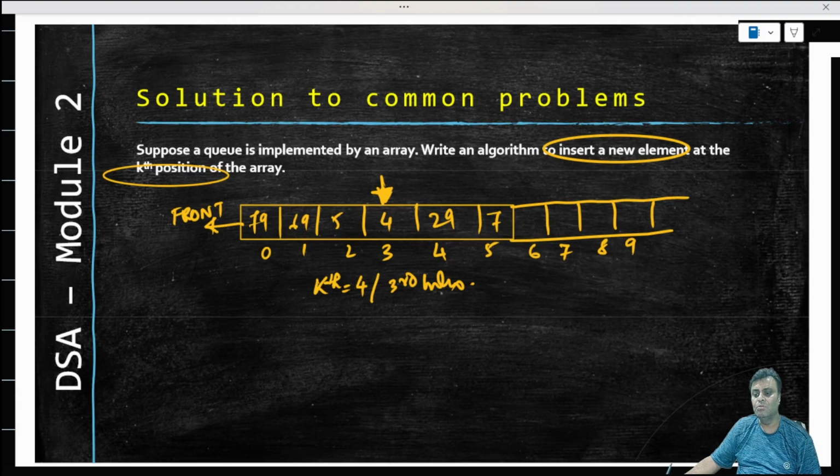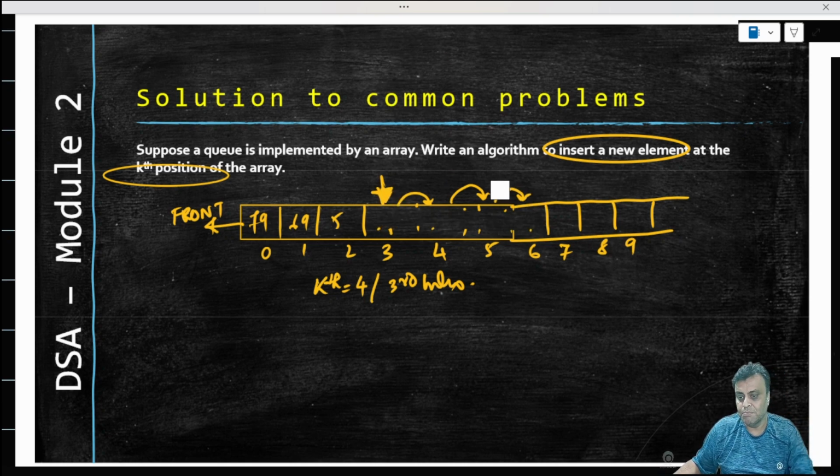So what we have to do is make this element free. If we have to insert at this position, we have to make this element free. That means we have to move this element to the right. Then we have to move this element to the right. And then we have to move this element to the right. Now this element will become free. Therefore, we should be landing up in this particular situation.